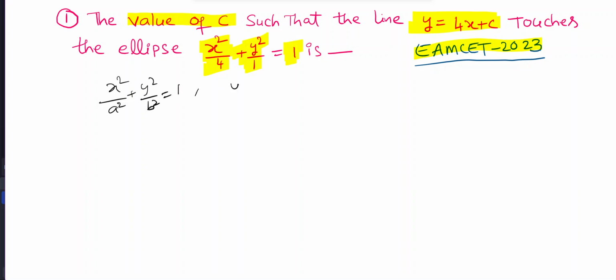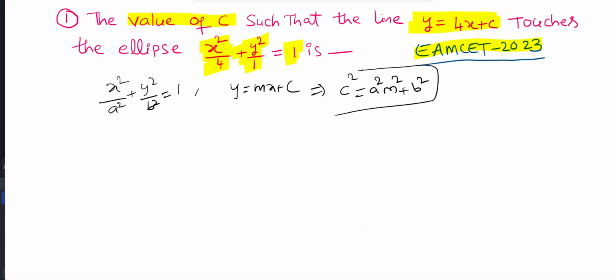And the given line is y = mx + c. If this line y = mx + c touches the ellipse, then the condition for tangency is c² = a²m² + b². This is the condition for tangency.